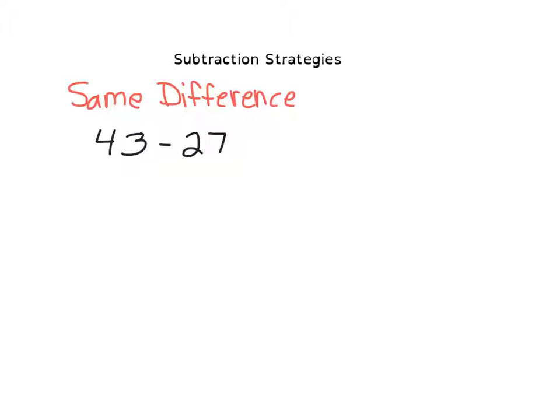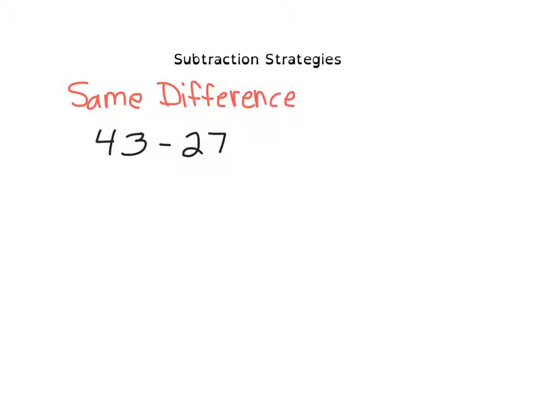The first strategy I'm going to talk to you about is called same difference. It works on the principle that it doesn't matter what numbers you're working with. When you're subtracting, you're finding the difference, which is kind of like a distance between two numbers. A difference is a distance. So when we're finding the same difference, I'm trying to make the problem easier. I'll give you a couple of ways to find the same difference.